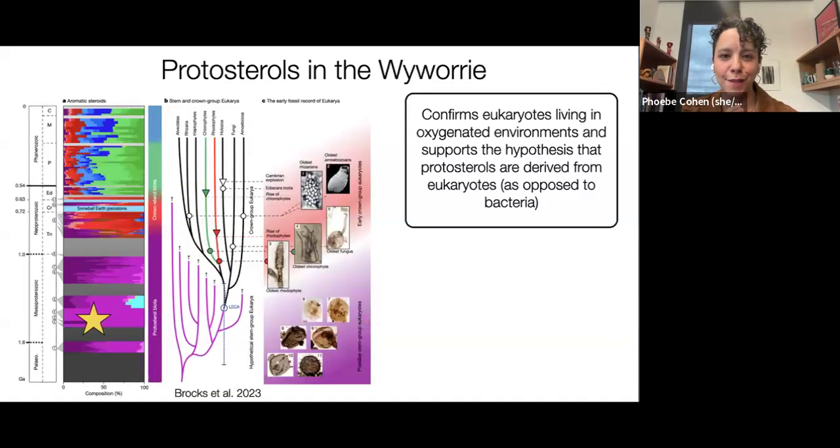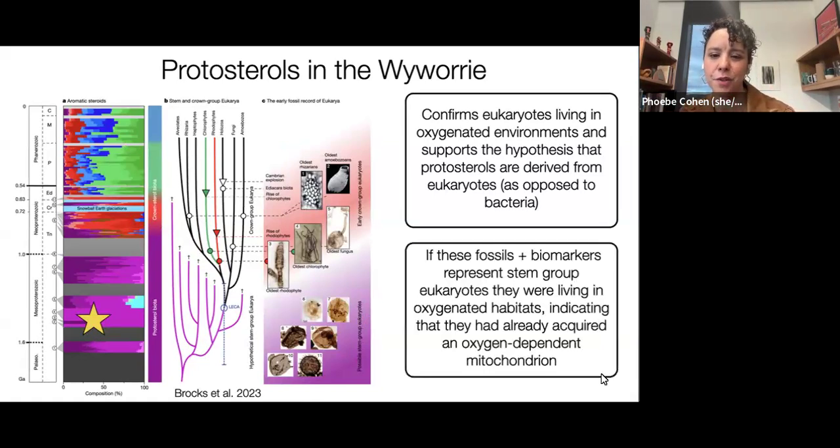Another interesting thing about this is that this yellow star here from the protosterol data are actually 4 samples from the top of the Velkerri Formation. So there are protosterols that have been found in this core. Super cool coincidence. This confirms that eukaryotes were living in oxygenated environments and supports the hypothesis that these protosterols are derived from eukaryotes as opposed to bacteria, which is another possibility. It doesn't negate that possibility, but it does add an interesting wrinkle to it.